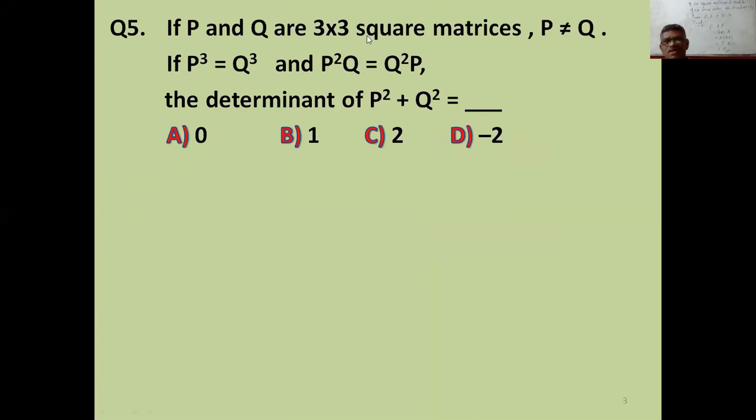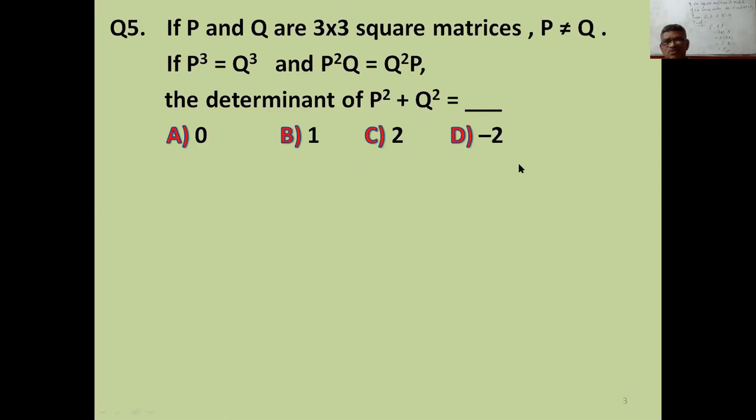P and Q are 3 by 3 square matrices and P not equal to Q. Given P cube equal to Q cube and P squared Q equal to Q squared P. The determinant of P squared plus Q squared. The answer is, anyone? Can any of you bring the answer?